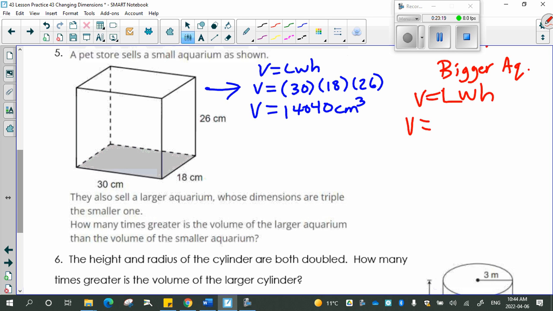Okay, so for the bigger aquarium, it says the dimensions are triple. Triple means times what? Right. Doubles times 2, triples times 3. So I want to multiply that by 3. 30 times 3 is 90. 18 times 3? 54. And 26 times 3? 78. So then I figure out this volume is going to be a lot bigger.